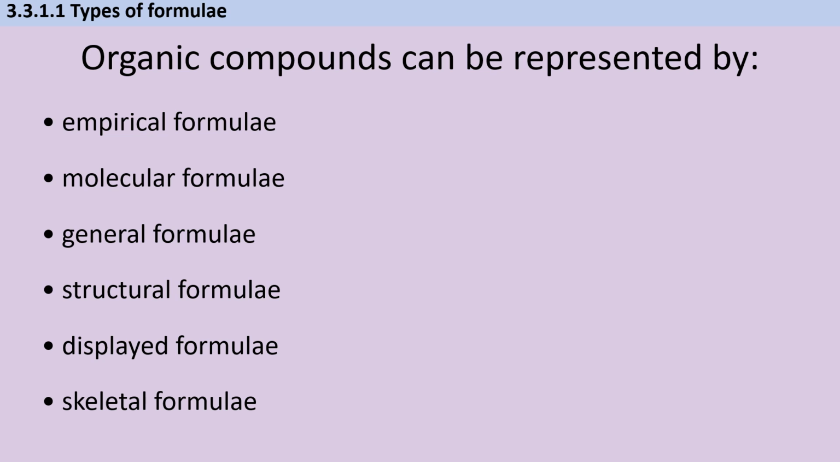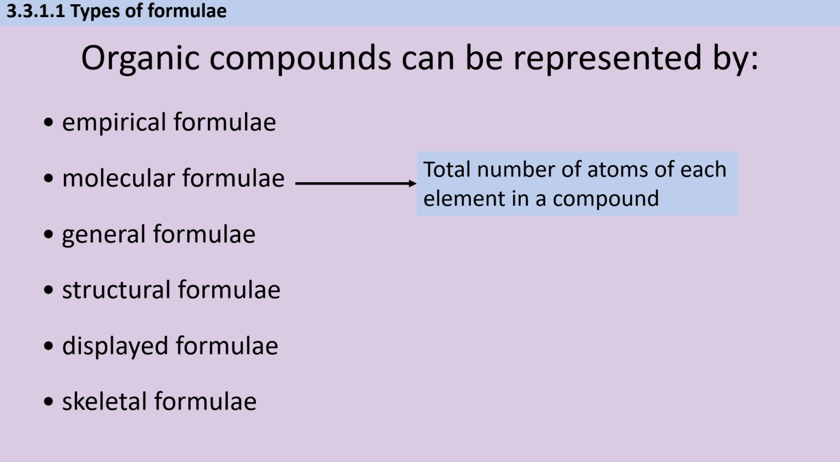As I mentioned, there are 6 different ways that we can represent the structure of an organic compound, and I've listed them here in the same order that they are in the specification. But actually, we're going to start with the molecular formula because that's probably the most familiar to you. So a molecular formula tells you the total number of atoms of each element in a compound. So if we take C10H20, that tells me, because this is a small molecule, so I know I actually do have those atoms, I've got 10 atoms of carbon bonded to 20 atoms of hydrogen.